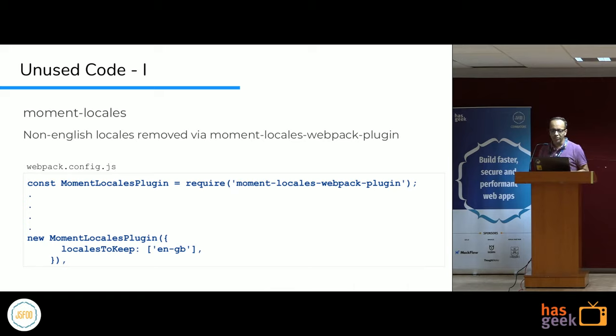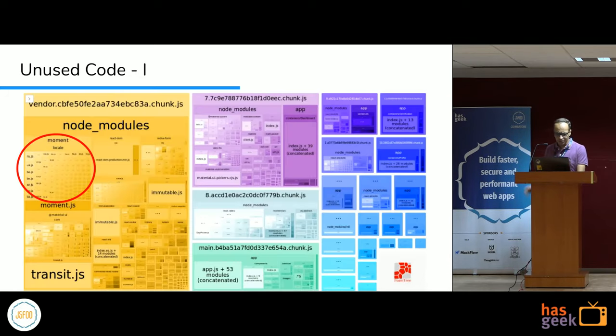To remove this, we used a Webpack plugin, Moment Locales Webpack plugin, like you're seeing here. This went into the Webpack config.js. We just wanted a single locale, the English locale, to stay. And this essentially brought in, I think, around 40 to 50 KB gzip reduction in our bundle. So a very low-hanging fruit.